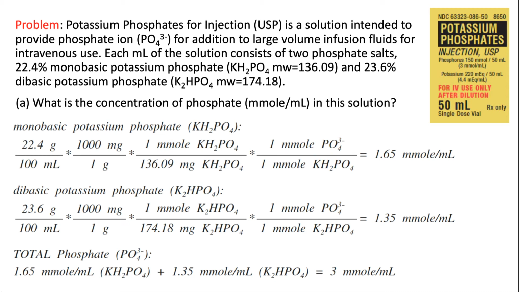Okay, part of it is contributed by the monobasic potassium phosphate. Part of it comes from the dibasic potassium phosphate. But in the end, when those are all combined together, the total phosphate concentration is 3 millimoles per mL. And just to double check our work, if you look up above on the vial, you can see right underneath where it says injection, it gives the concentration of phosphorus as 3 millimoles per milliliter, which matches our answer at this point.